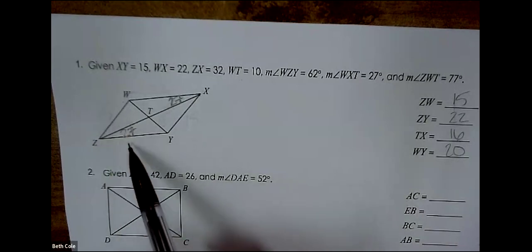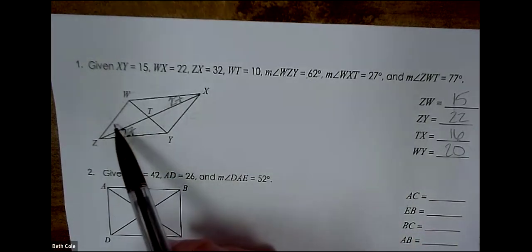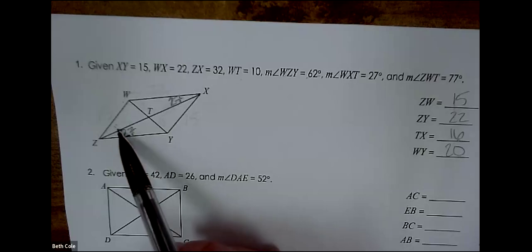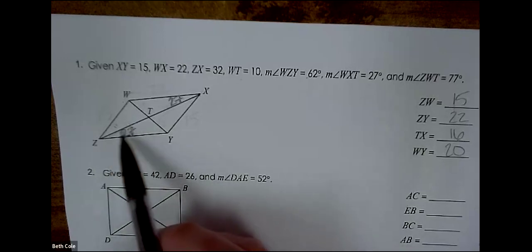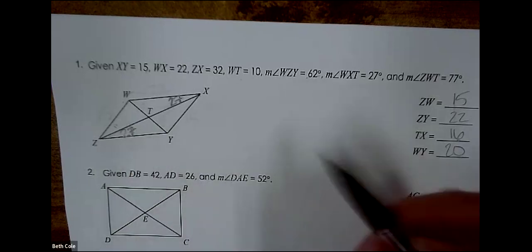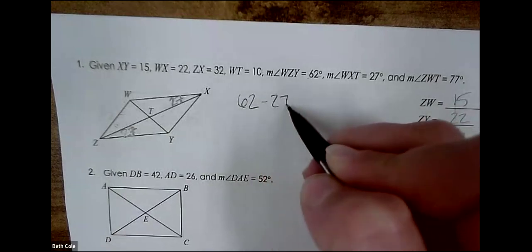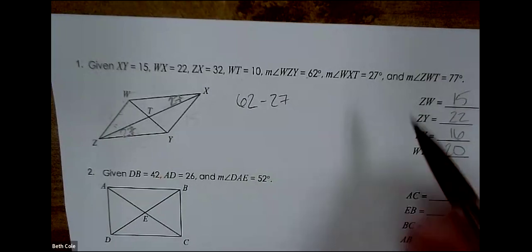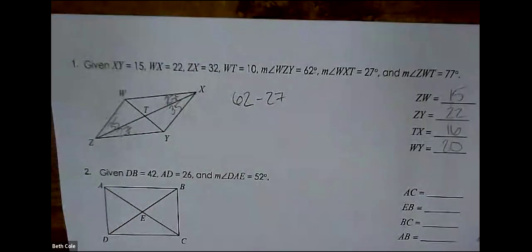WZY is this whole thing, and it says the whole thing is 62. So how could I get this blank? The whole thing's 62, this part's 27. Would I add them or would I subtract them? Whole thing is 62, and I know this part is 27. Subtract. So if we do 62 minus 27, that's going to give us this part. What is that going to be? 35? Just trying to do it in my head so I don't have to open the calculator, which means this is also 35.